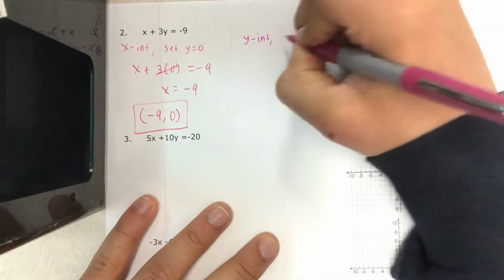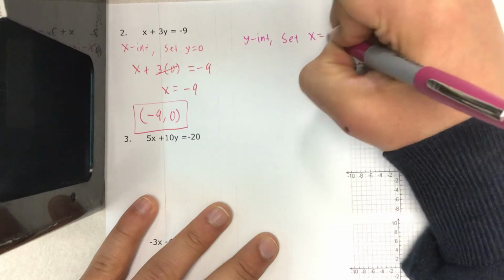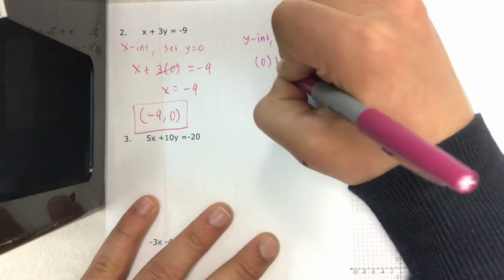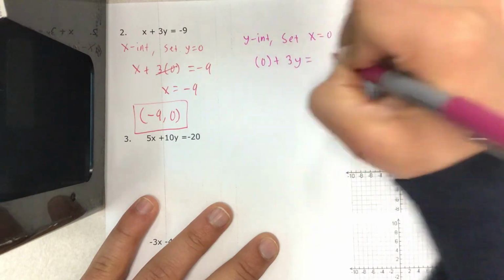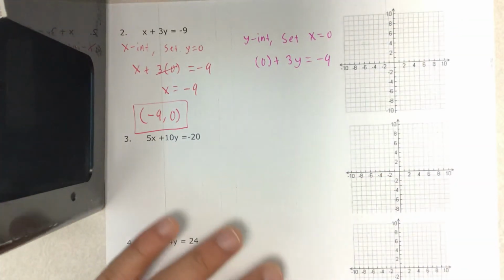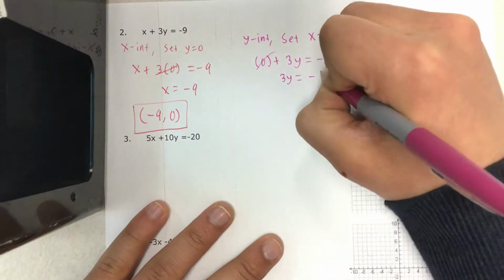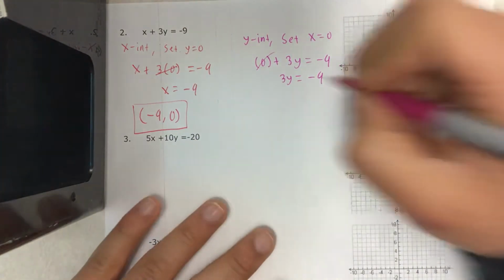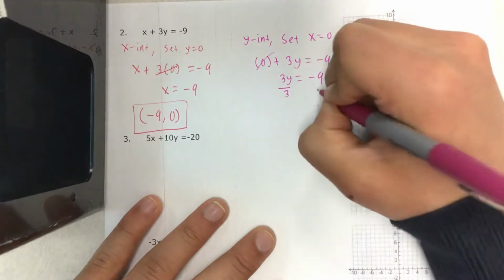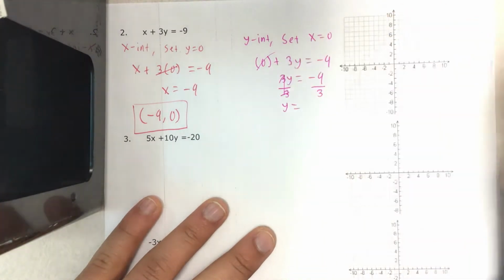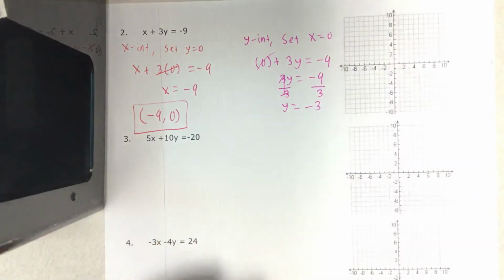So for the y-intercept, we set x equal to 0. When my x is 0, I have 0 plus 3y equals -9. That cancels out, and I'm left with 3y equals -9. To get y by itself, we divide by 3 on the left. What I do to one side, I do to the other. I'm left with y equals -3.